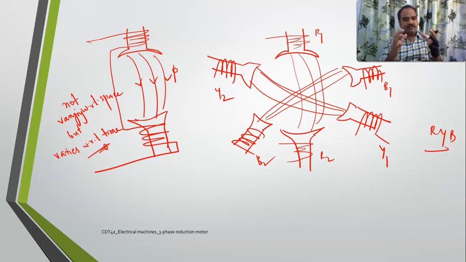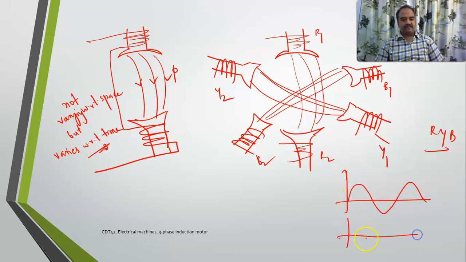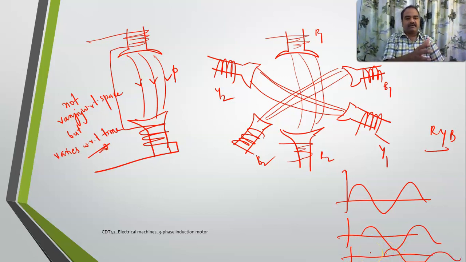Now if you apply all the three fields together, there will be a resultant magnetic field, right? The R phase will be like this, the Y phase a little bit later at 120 degrees like this, and the B phase still later, like this. So all the three phases are separated by 120 degrees. Now there will be a resultant magnetic flux, right?